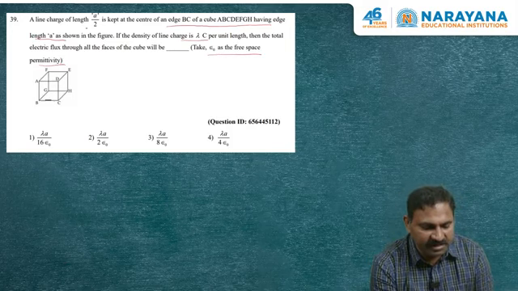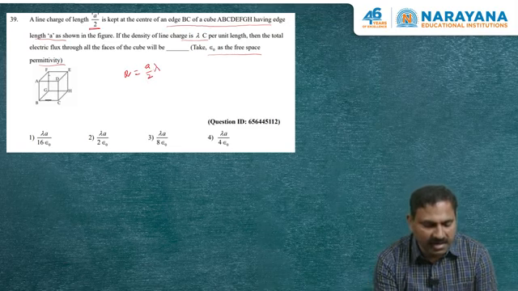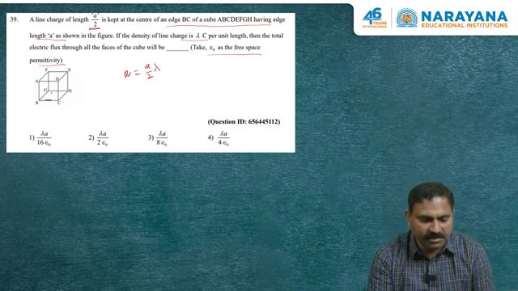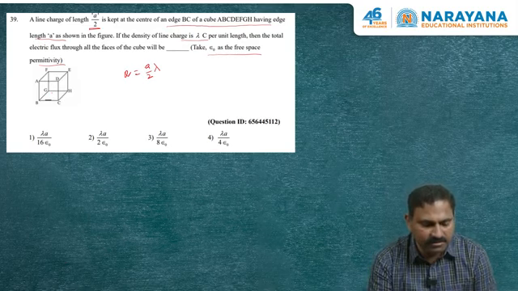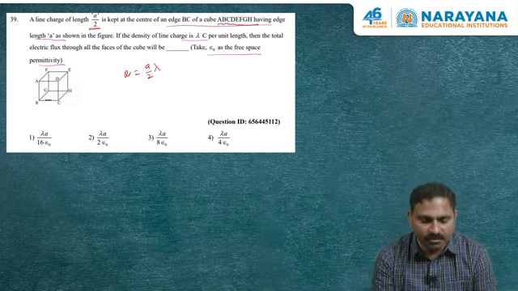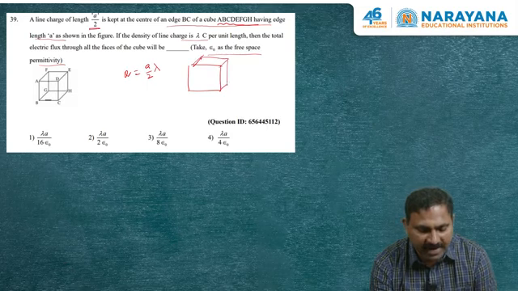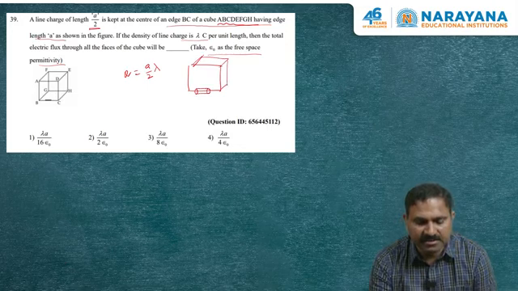Here it is said a line charge of length a by 2, which means the total charge is lambda a by 2, with charge per unit length given as lambda. This is the charge. It is enclosed inside the cube. Here there is some ambiguity with this question. Suppose it is mentioned it is an imaginary cube, we can assume the situation like this. If it is an imaginary cube, I can assume this charge to be kept in this way.